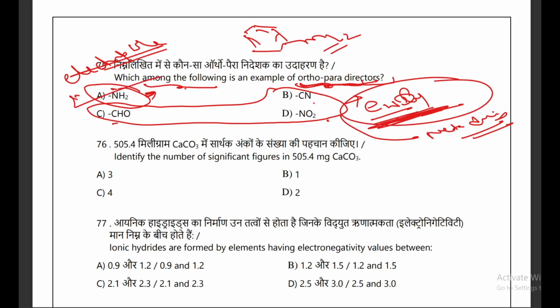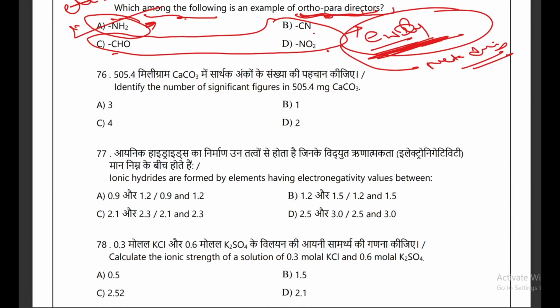In the next question, identify the number of significant figures in 505.4 milligram calcium carbonate. Significant figures are the digits in a number that contribute meaning to its precision. In this case all digits are meaningful, so the significant figures are total 4. So your correct answer is C.